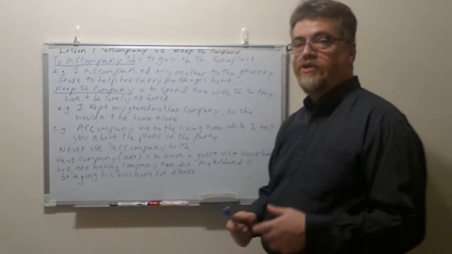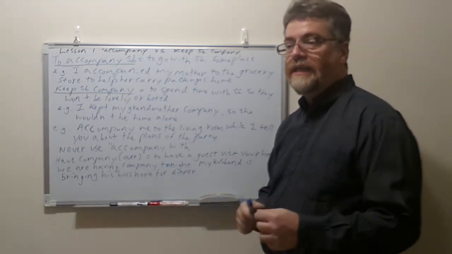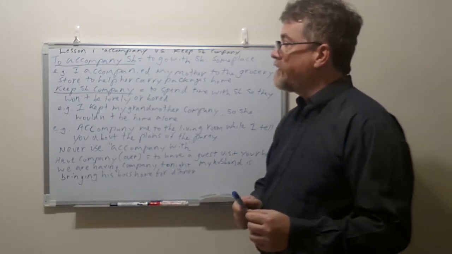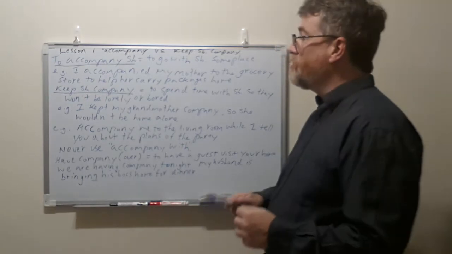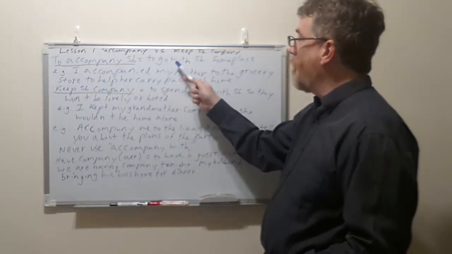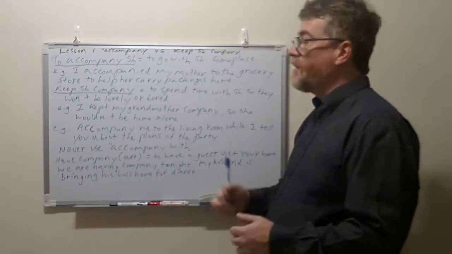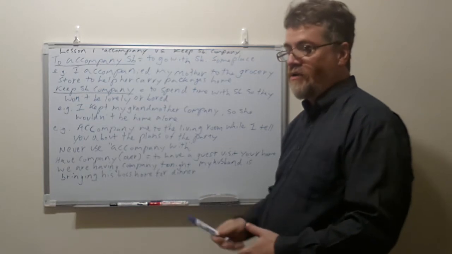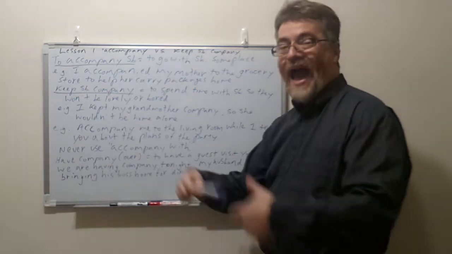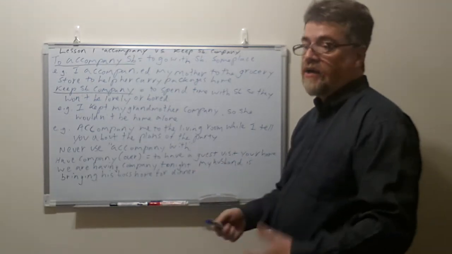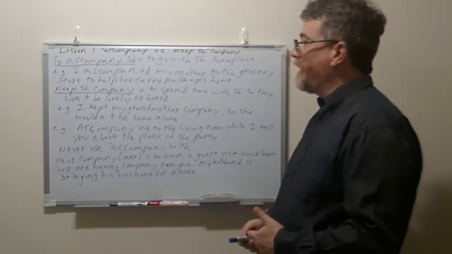So one of the key ways to clearly distinguish between to keep somebody company and to accompany somebody is to look at the definitions first. To accompany somebody means to go with somebody someplace. So the far majority of the time, you're actually going out. You're going out of your home with somebody someplace, or you're going out of the office.